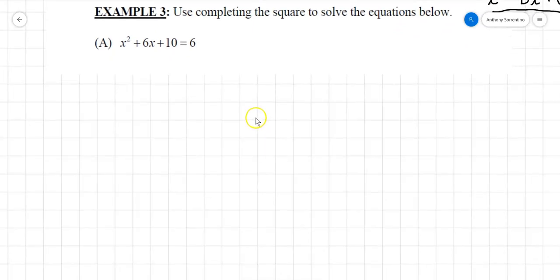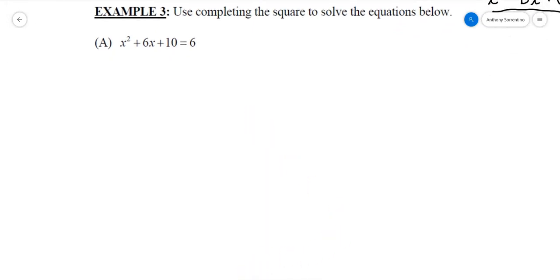So x squared plus 6x plus 10 equals 6. One of the nice things about the completing the square method is that I don't have to get it set equal to 0. As a matter of fact, I want it set equal to some sort of number. Now, when I look at this here, I do have the leading term as 1. So a equals 1, great. B equals 6.